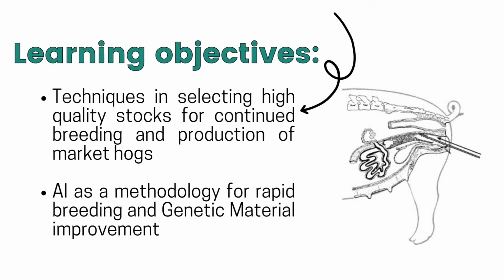So here are the learning objectives: to be able to learn the techniques in selecting high-quality stocks for continued breeding and production of market hogs, and artificial insemination as a methodology for rapid breeding and genetic material improvement.